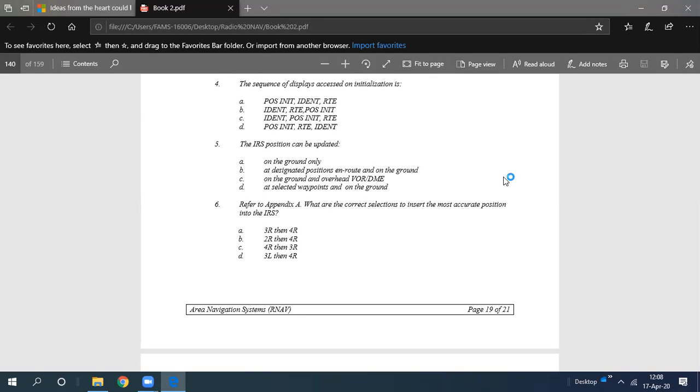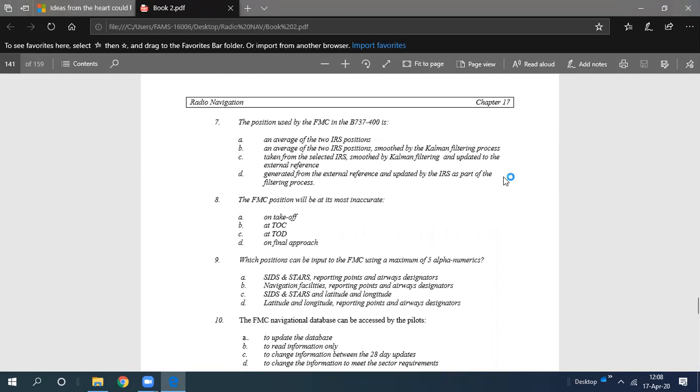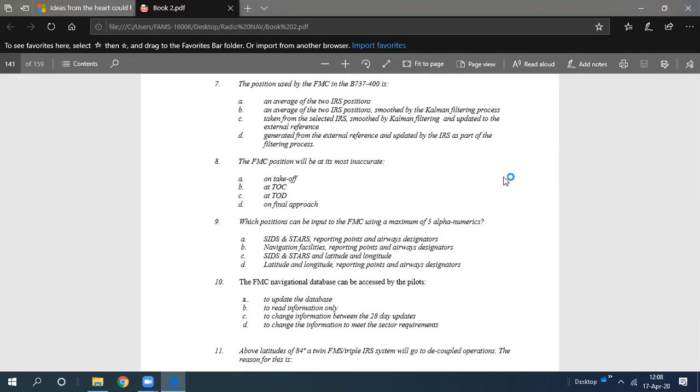As far as the IRS is concerned, question number 6 is not relevant as far as the FMC is concerned. And question number 7, please. I'll just give you question number 7. You can do question number 7 and 8, please.